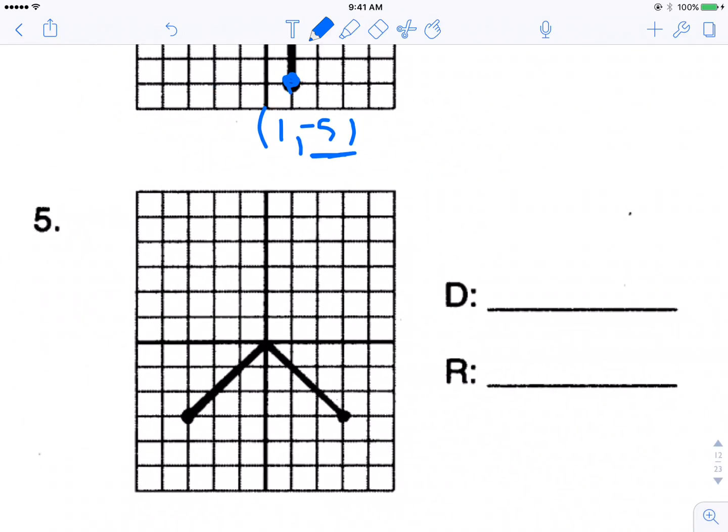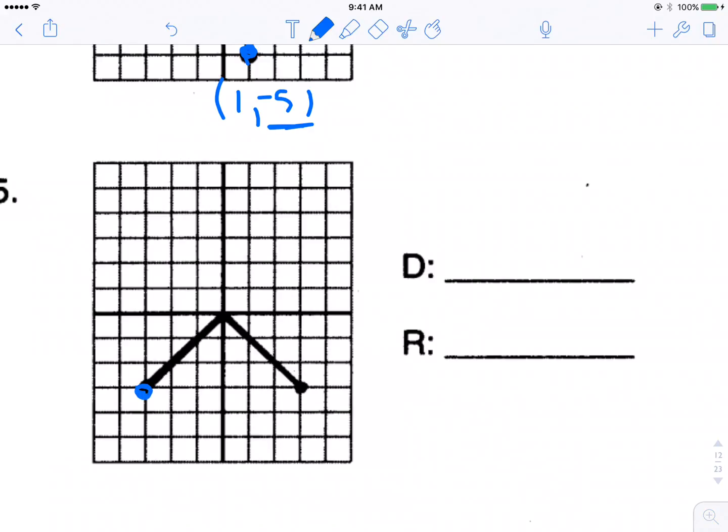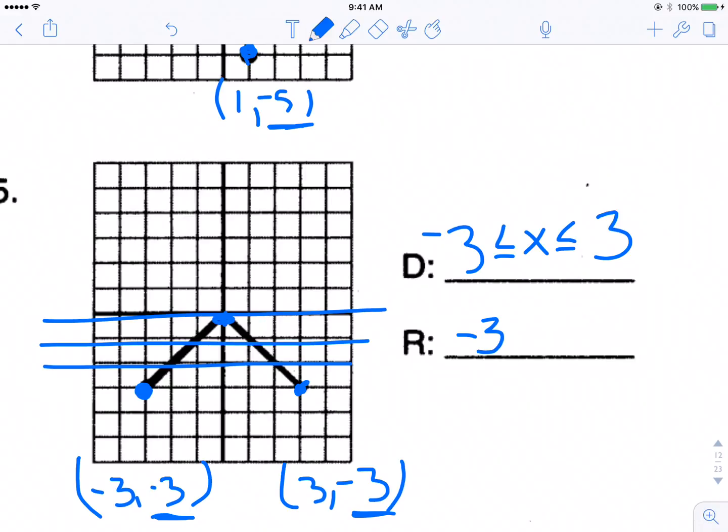Number 5. Again, endpoints, coordinates -3, -3, and 3, -3. For my domain, my x values, I have -3 as my left-hand side and 3 as my right-hand side. My range values, my y values, let's have a quick look. We've got a problem there, don't we? Because these are exactly the same, but we don't have a horizontal or vertical line. So let's look, our lowest one is -3, but we can have some higher values. We can have -2, we can have -1, and we can have 0. So it goes as high as 0.